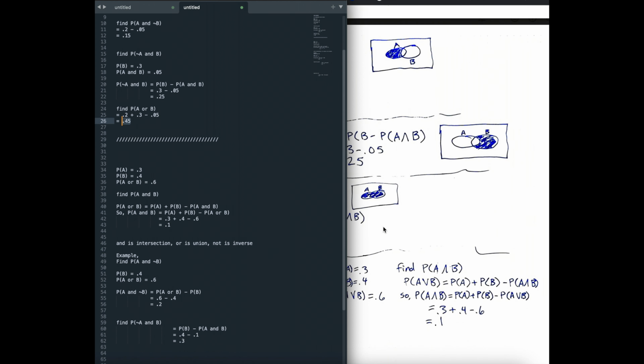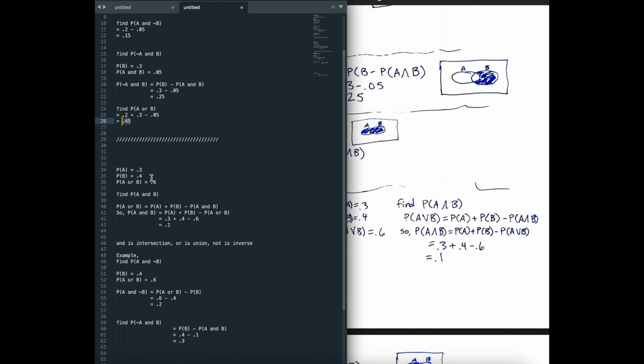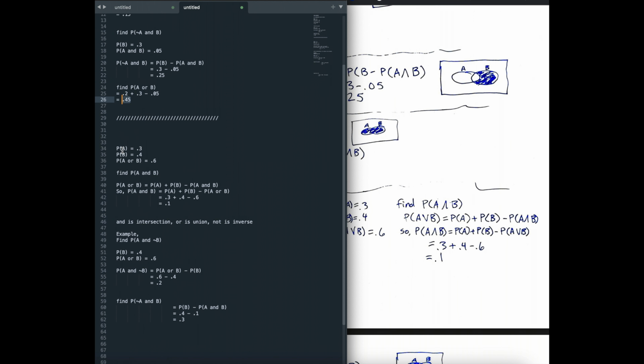All right, so let's move on to another problem. Another example. So probability of A equals 0.3, probability of B equals 0.4, probability of A or B equals 0.6. So we got to find the probability of A and B based off what we're given here. So probability of A or B, we know that's given. We know that's equal to the probability of A plus the probability of B minus the intersection, probability of A and B.